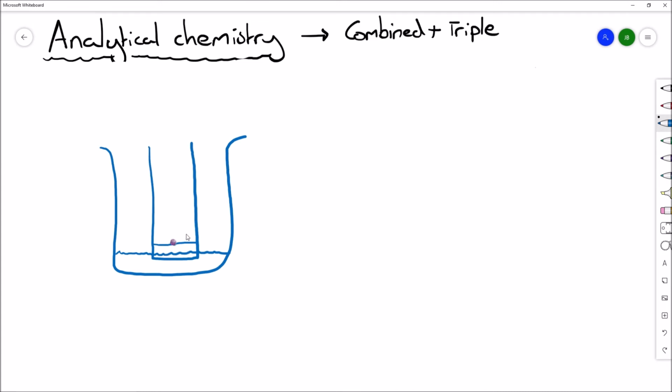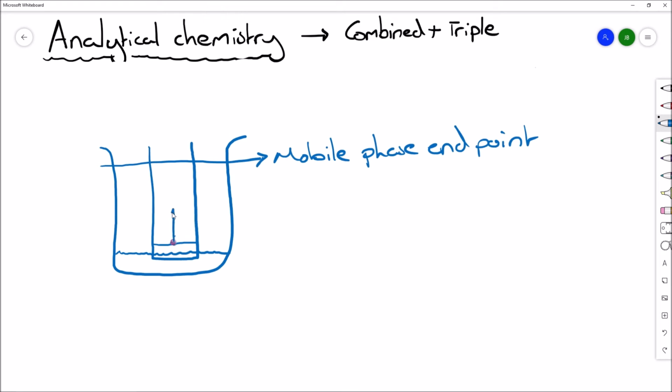Now, what will happen is the mobile phase will move up, it will flow through the stationary phase, and it will carry the ink. Now, the mobile phase should travel all the way to the top. So it should travel all the way up here. Mobile phase end point. Now, the stationary phase will stay still, but we are caring about how far the ink dot moves. Let's say the ink dot moves up to here.